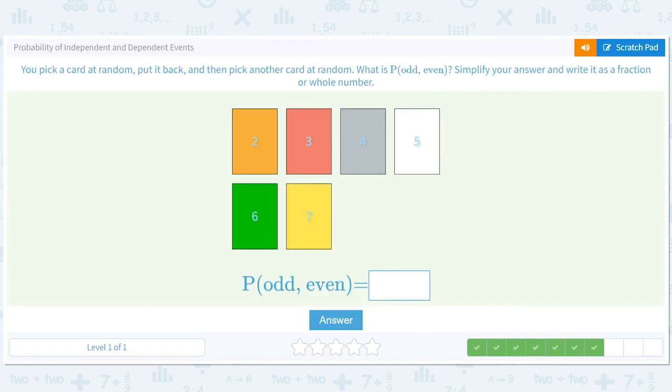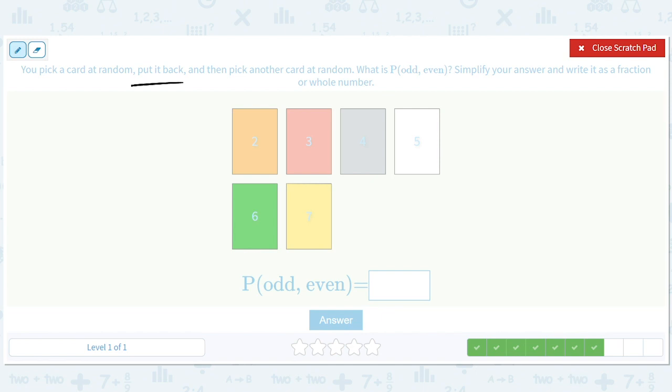You pick a card at random, put it back, and then pick another card at random. Ah, see the difference here? You put it back. So it's going to be different from that first card one we did. So what's the probability that you pick an odd number and then you pick an even number?